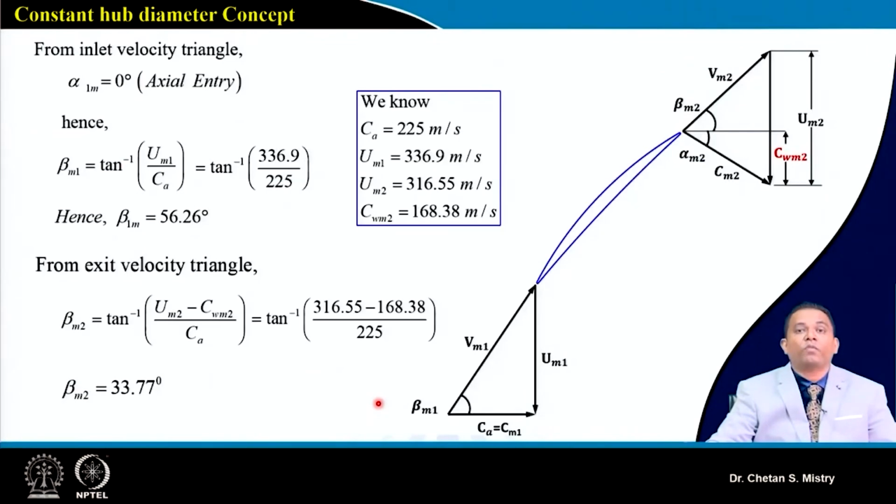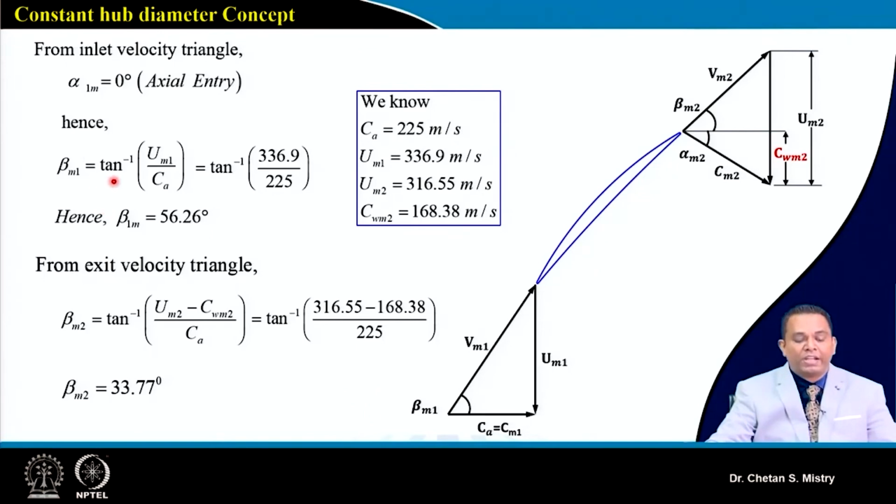Now this is what we realize. Alpha 1 is known to us, my peripheral speed is known to me, and axial velocity is also known to us. For that we can do our calculation for angles beta 1 and beta 2. We can calculate what will be our absolute velocity at the entry, our absolute velocity at the exit, my relative velocity at the entry and relative velocity at the exit.